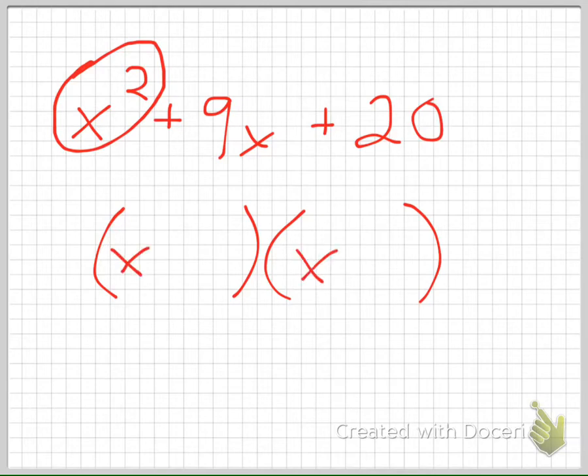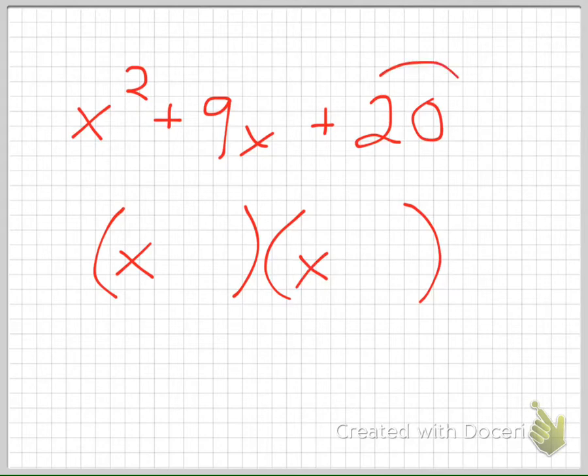X. Does that make sense? Because we know the first thing we do is x times x is x squared, so we're kind of undoing this. So this is x and this is x, right? We also know that this last thing is going to be this number times this number. Does that make sense?